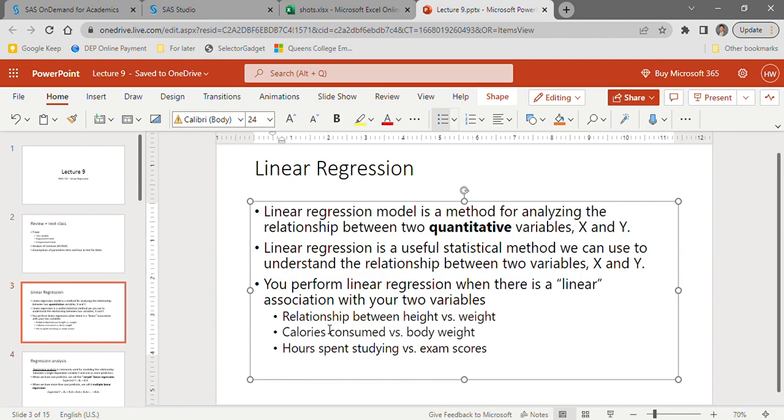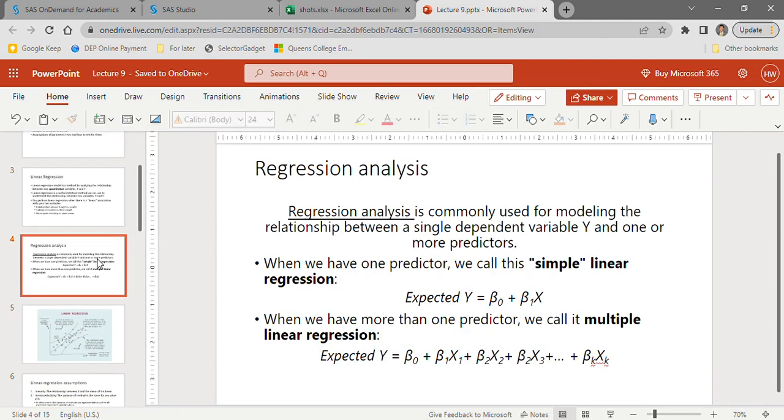Another example could be hours spent studying versus exam scores, right? Somebody who studied 1 hour for the SATs is probably not going to score as high as someone who had studied 35 hours for the SATs, right? So I hope that makes sense. Now, regression analysis is commonly used for modeling the relationship between a single dependent y variable and one or more predictors, right? We'll come back to this slide in a second.